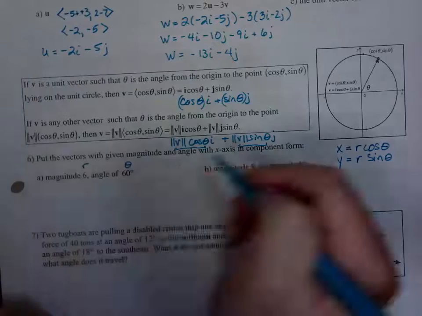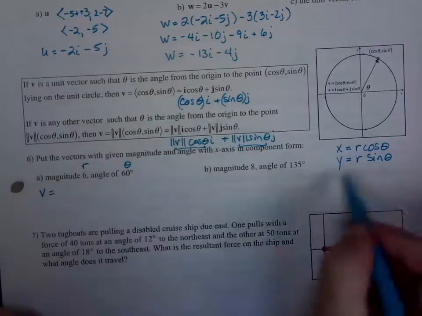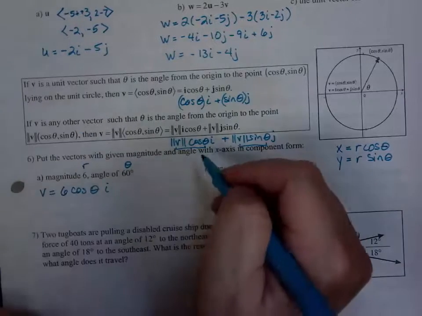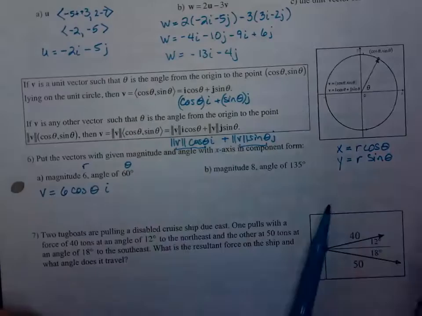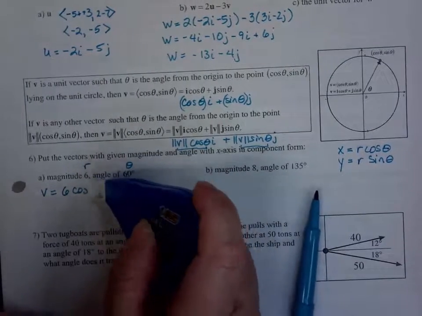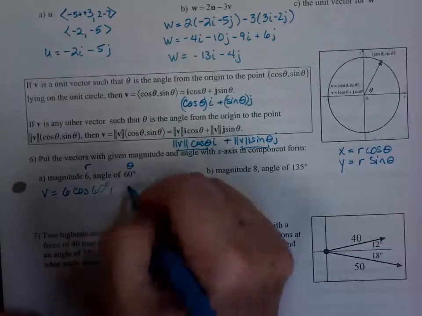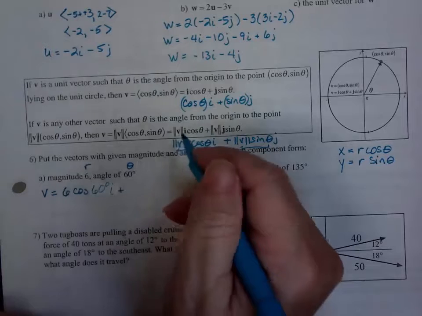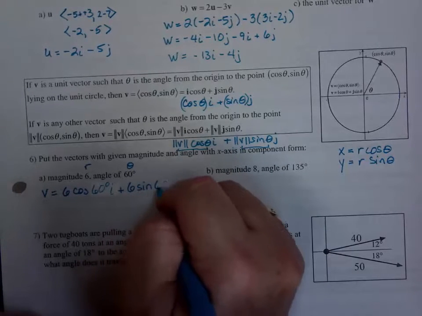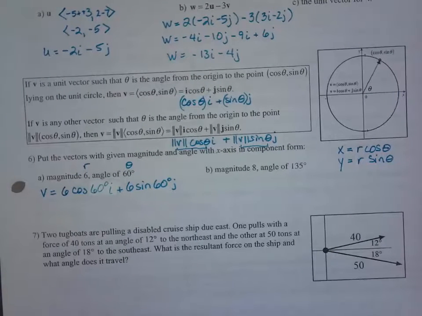So the vector is going to be v equals, so for x, we write 6 cosine theta i. Oops, why did I write theta? What am I supposed to write? 60. Very good. Let's fix that. 6 cosine 60 degrees i plus, what would the second part be? 6 sine 60 degrees j. R cosine theta, r sine theta.